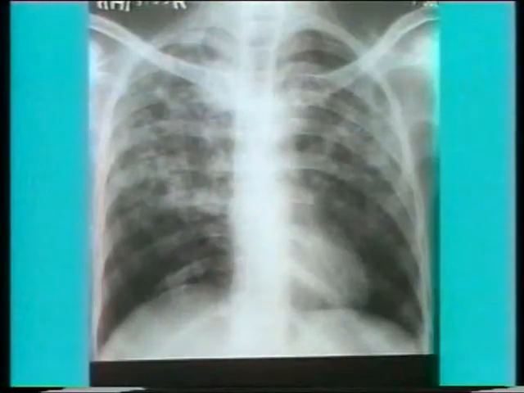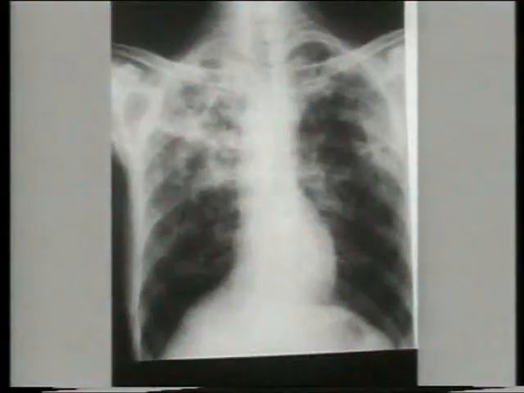Now we will see some advanced lesions. This X-ray shows extensive bilateral lesions, the right lung showing extensive infiltration and fibrosis and a small cavity in the mid-zone. This X-ray shows infiltration on the right side in the right upper and mid zones with a cavity in the upper zone. The left mid zone shows early infiltration.